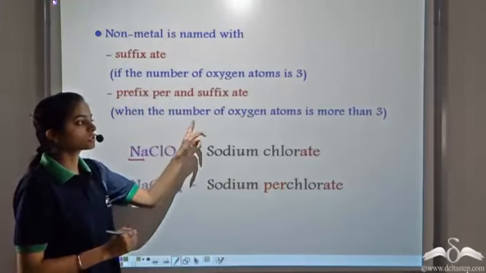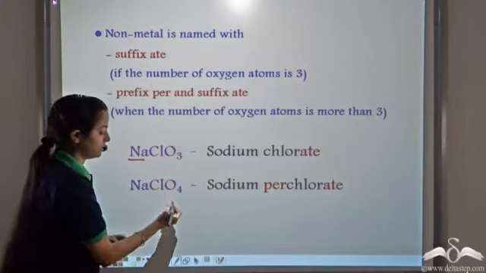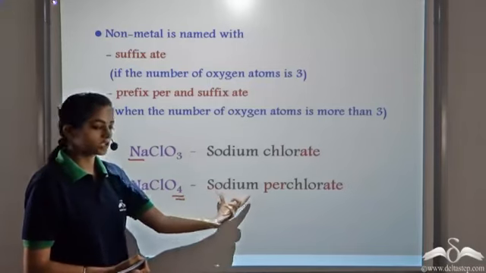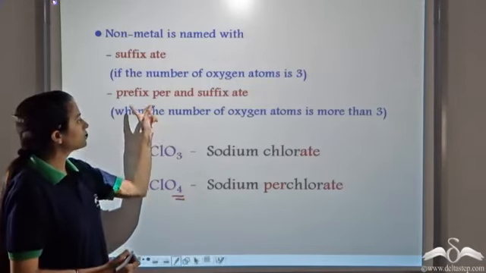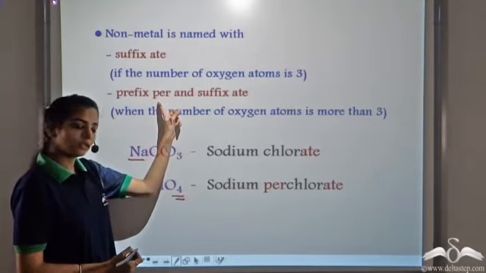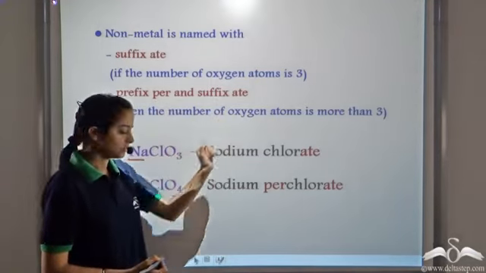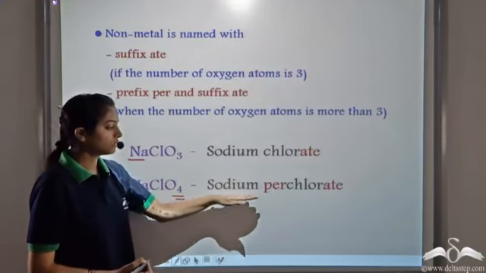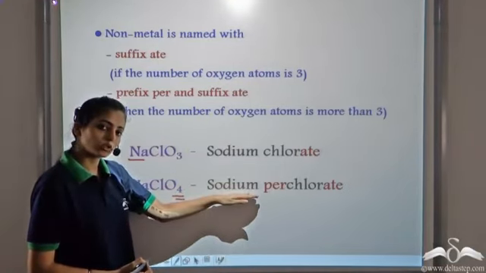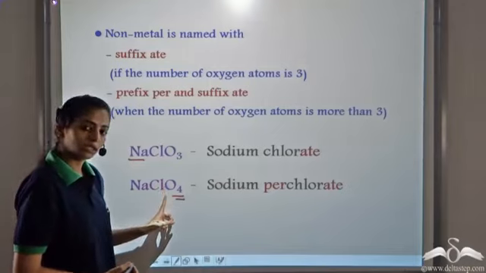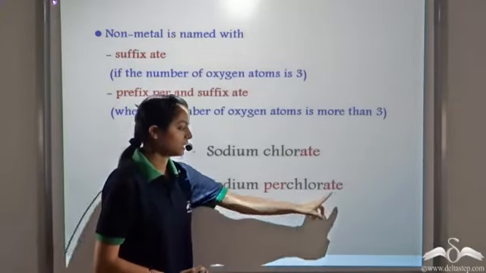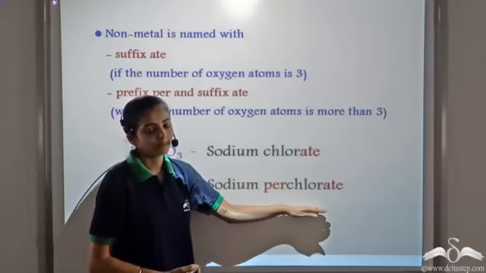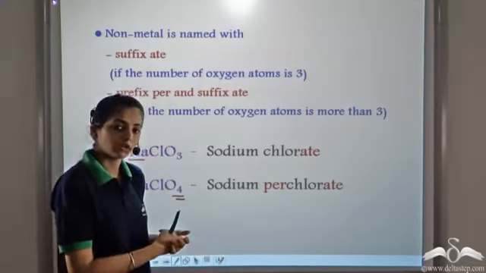Similarly, if the number of oxygen atoms is more than 3, so in this case we have 4 oxygen atoms, again sodium remains as it is. The non-metal is given a prefix "per" and suffix "ate." So when we have 4 oxygen atoms, which is greater than 3, the metal remains as it is, which is sodium. The non-metal, chlorine, it's given the suffix "ate" and prefix "per." So it becomes sodium perchlorate. So these are the rules which are followed.